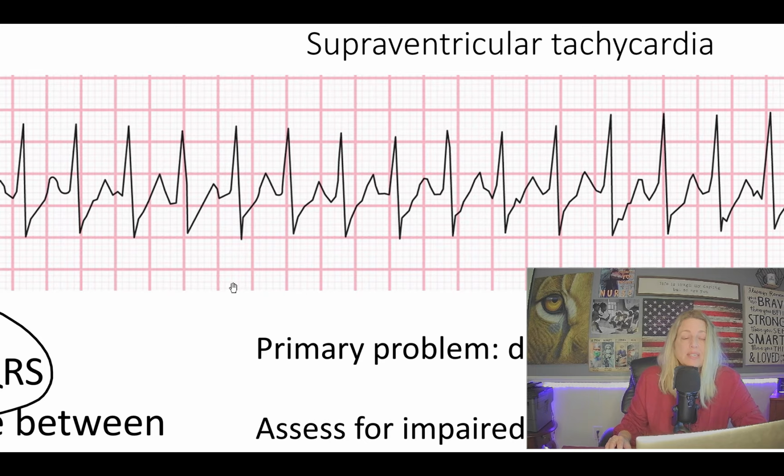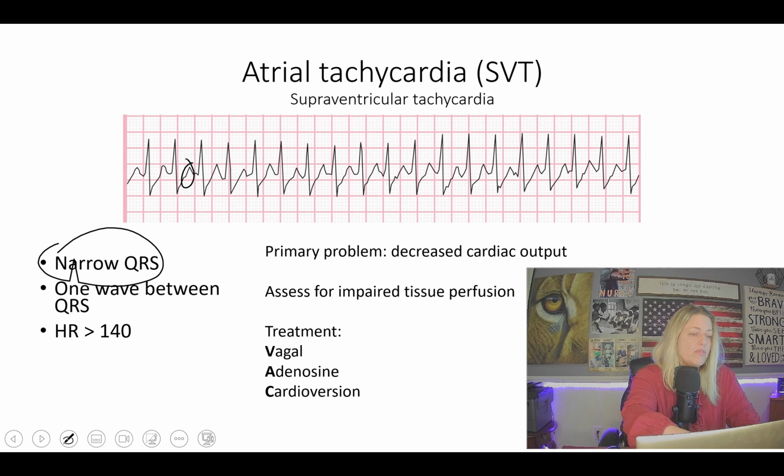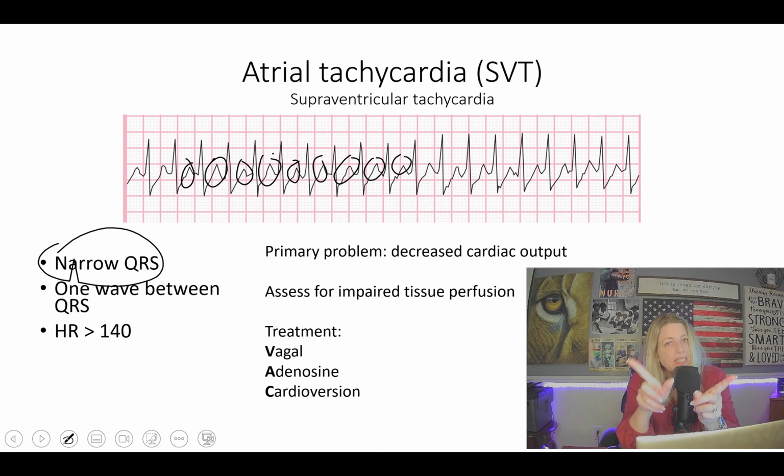But I want you to notice there's only one wave between narrow QRSs. So this is a narrow QRS with one wave between narrow QRSs, and it's really fast. And do you know why there's only one wave between narrow QRSs? It's because it's going so fast that on the page, the P and the T overlap. So it looks like one wave. But because you cannot see a distinct P wave, you cannot call it a sinus tachycardia. You know it's a narrow QRS, so you can call it an atrial tachycardia, but you can't call it a sinus tachycardia because it only has one wave between those narrow QRSs, and the rate is greater than 140.